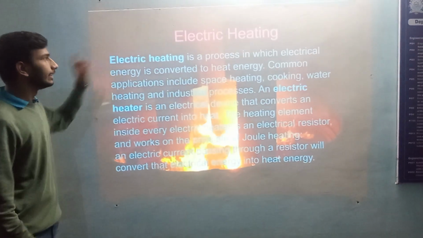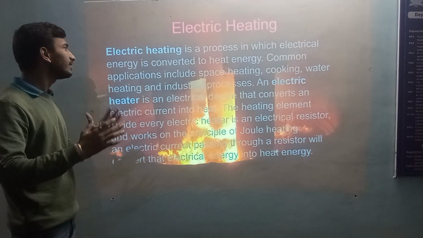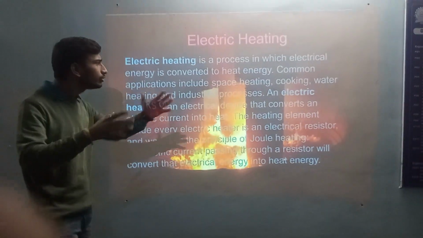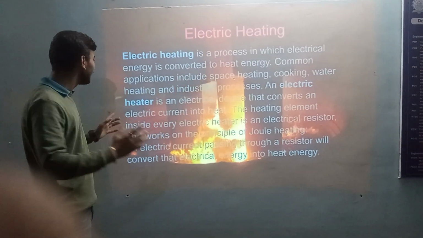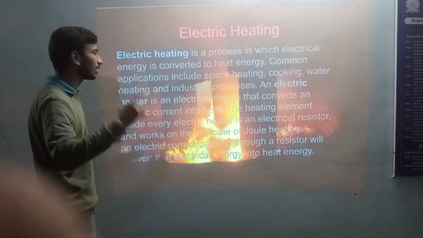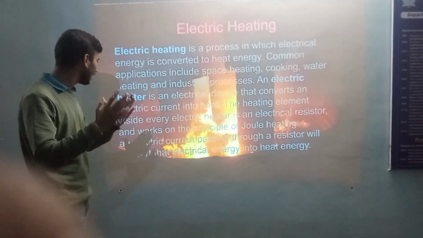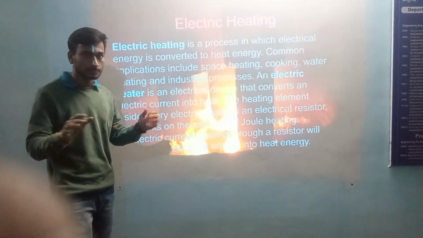Start. Electrical heating. Electrical heating is a process in which electrical energy is converted to heat energy. Common applications include space heating, cooking, water heating, and industrial processes. An electric heater is an electrical device that converts electric current into heat. The heating element inside every electric heater is an electrical resistor.